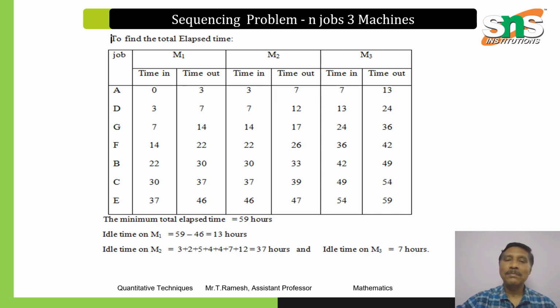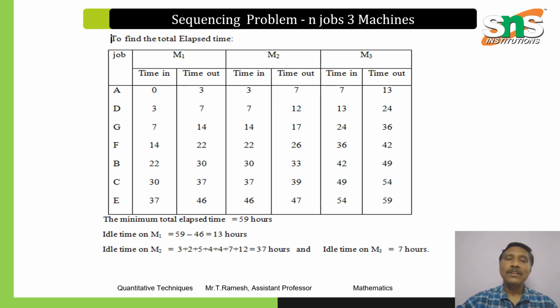After that, it goes to the second machine for further work. After 3 hours it will start, and the duration is 4 hours, so 3 plus 4, 7 hours. Then it goes to the third machine. After 7 hours, we start the work, and the duration for task A on machine 3 is 6 hours. So 7 plus 6, 13. So task A on machine 1, machine 2, and machine 3, we have already completed.